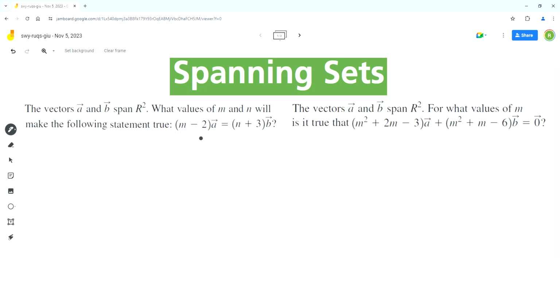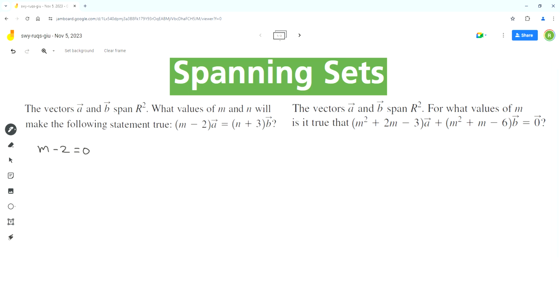On the left side we have vector A and on the right side we have vector B. Now since A and B span R square, they are not scalar multiples of each other. So the only way this equation can be true is if both sides become equal to 0. So for that, we'll have to find the M value that will make M minus 2 equal 0. We'll set this expression equal to 0 and solve for M.